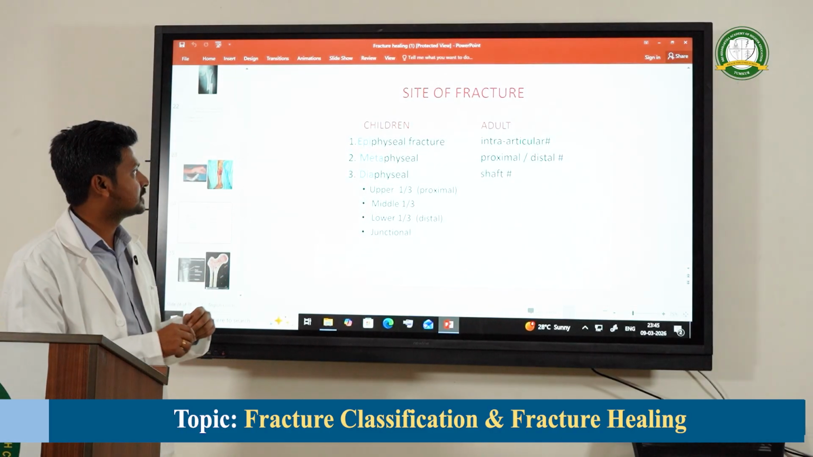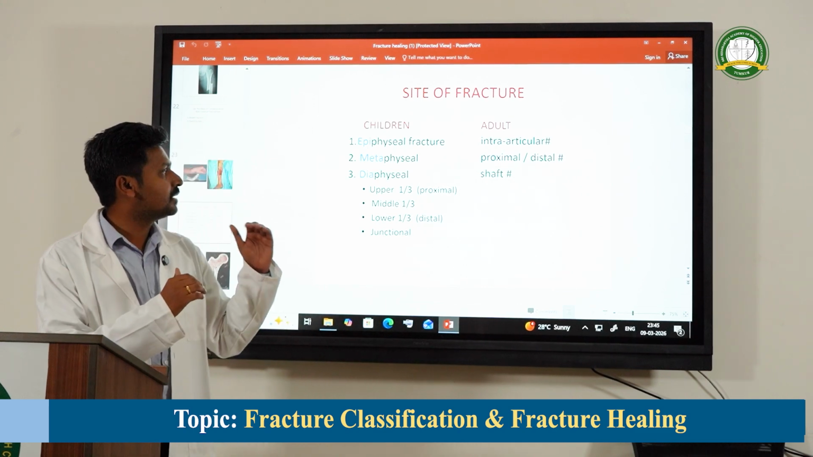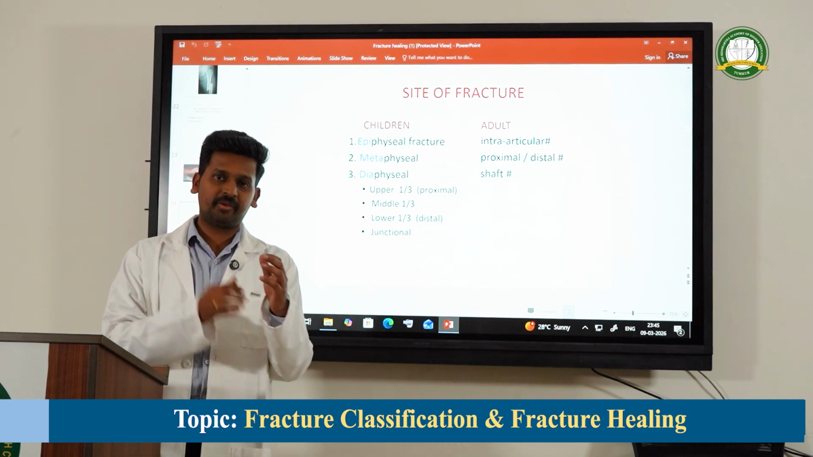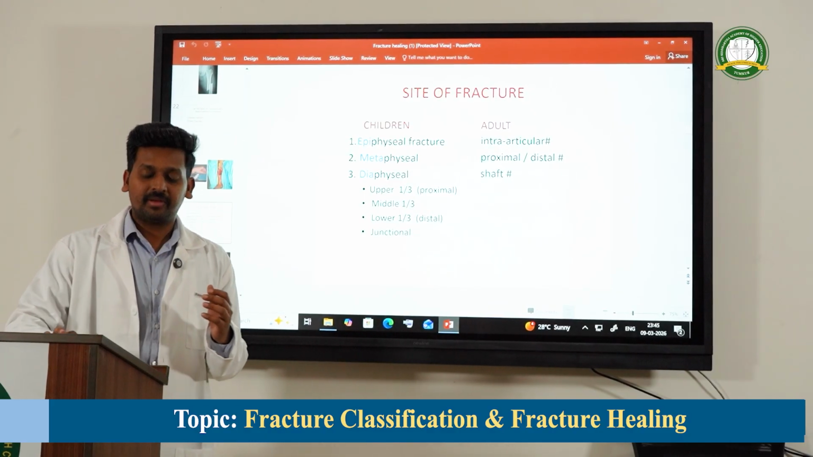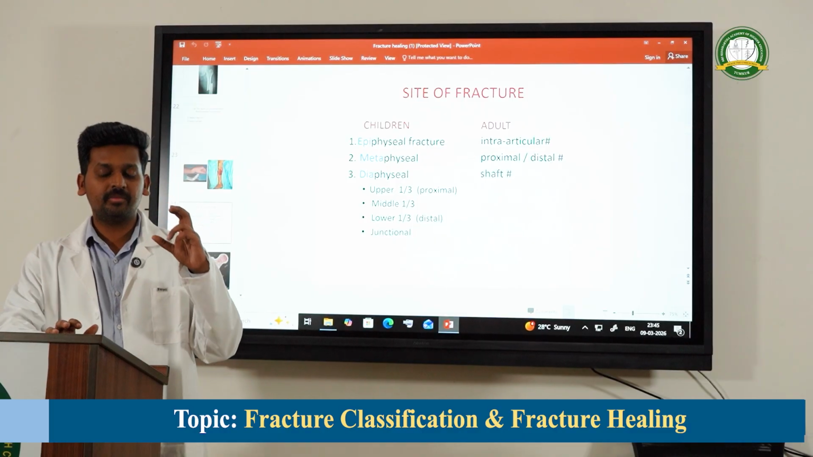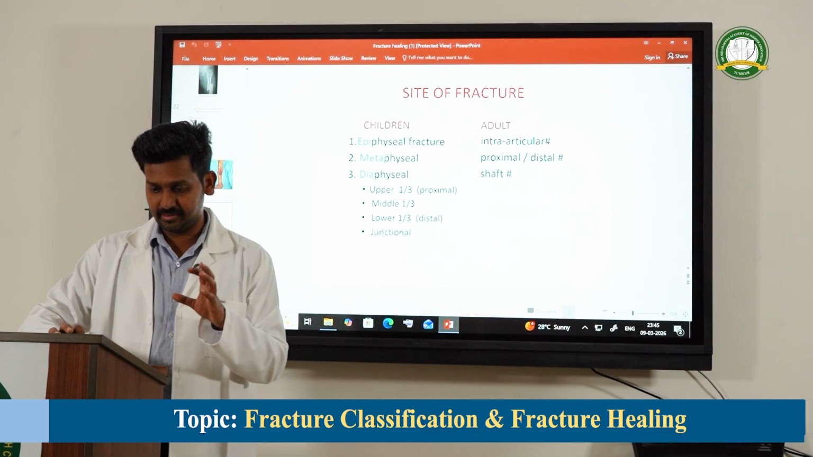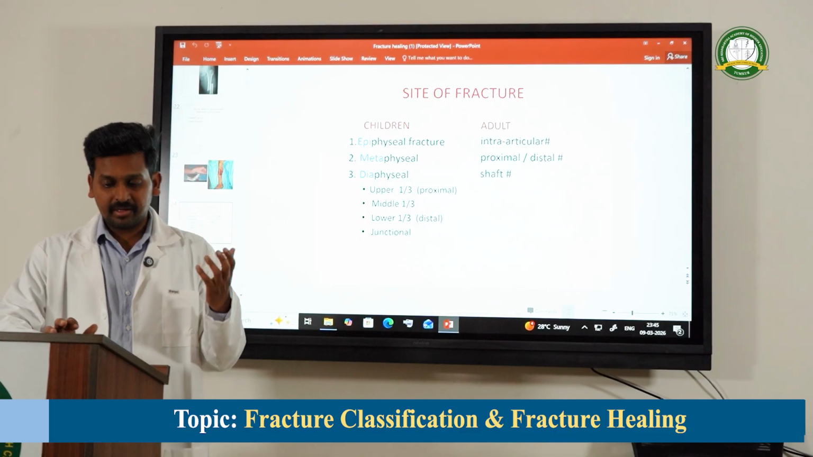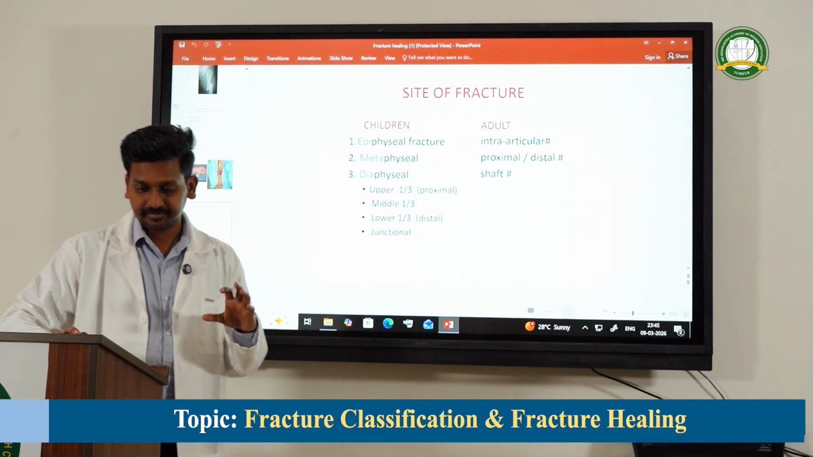Based on site of fracture, we divide it in the pediatric age group into epiphyseal, metaphyseal and diaphyseal. Epiphyseal is close to the joint, metaphyseal is below the joint, whereas diaphyseal involves the shaft of the bone. So we divide it into upper, middle and lower one-third or distal one-third of the diaphysis. In adults we divide it into intra-articular, proximal, distal or shaft.